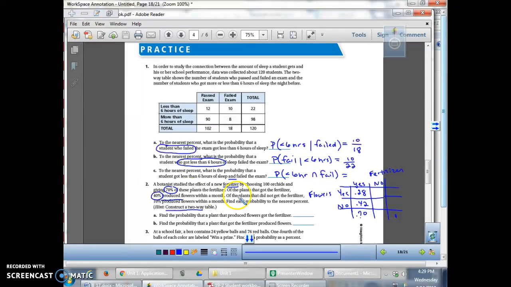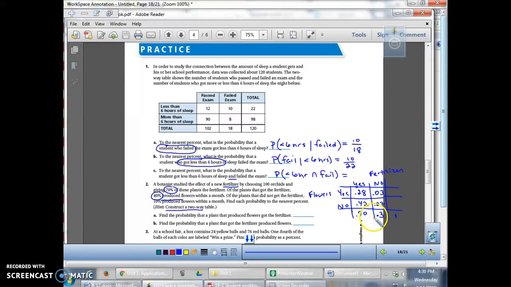Then it goes on to say, of the plants that did not get the fertilizer, 10% produced flowers within a month. So again, I'm going to take those that didn't get the fertilizer, which is 0.3, and multiply by this 0.1. And that's going to give me 0.03. Okay, and I need these to add to 0.30, so this is going to be 0.27.